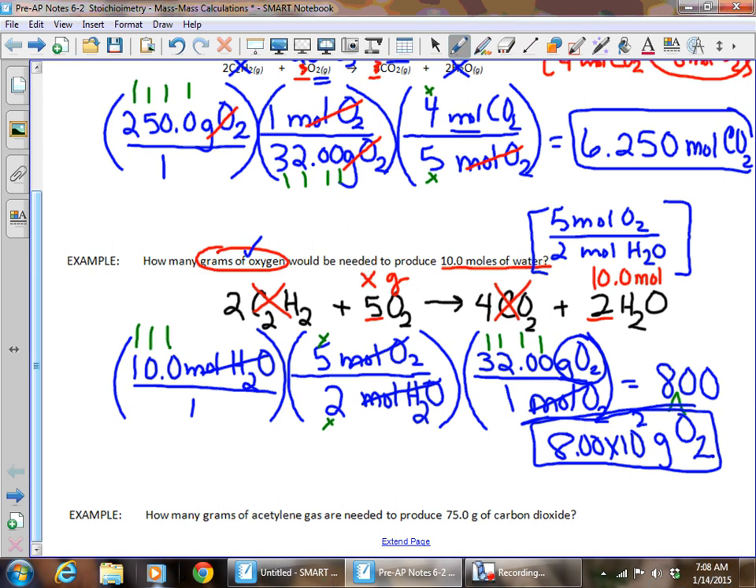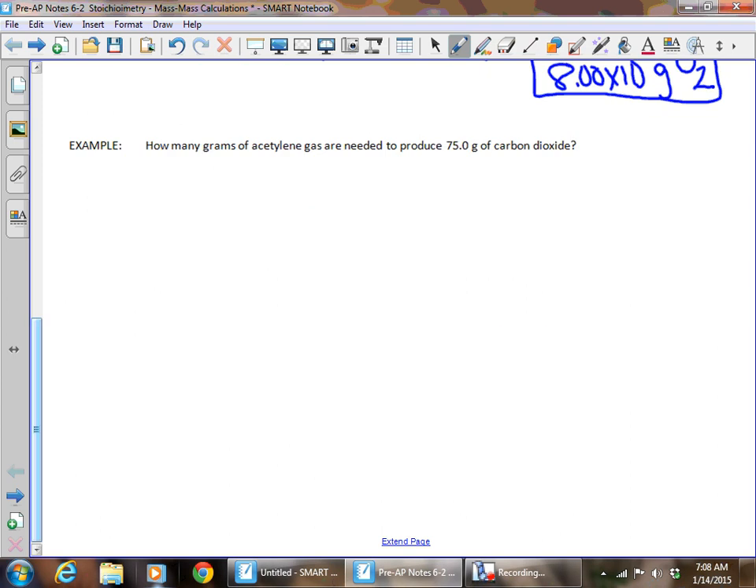Okay, our final example. If you can do this one, you can do any of them, because this final example is as hard as it gets for our mass conversion stoichiometry problems. So let's attack it again. We're looking for grams of acetylene gas, and it's giving us 75 grams of carbon dioxide.